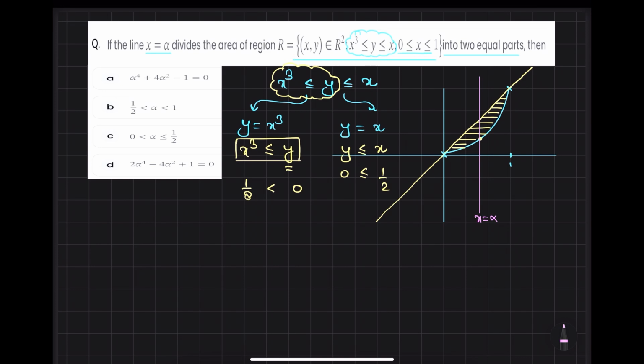Look at how I will proceed. First, I will go with the required area, and then I will equate it with the given situation. So suppose I want to find the area of the shaded region, meaning the area between the curves. You know that you have to calculate the area from 0 to 1. Can I say that first I will find the area below the yellow line, and then I will subtract this area, and things will be done.